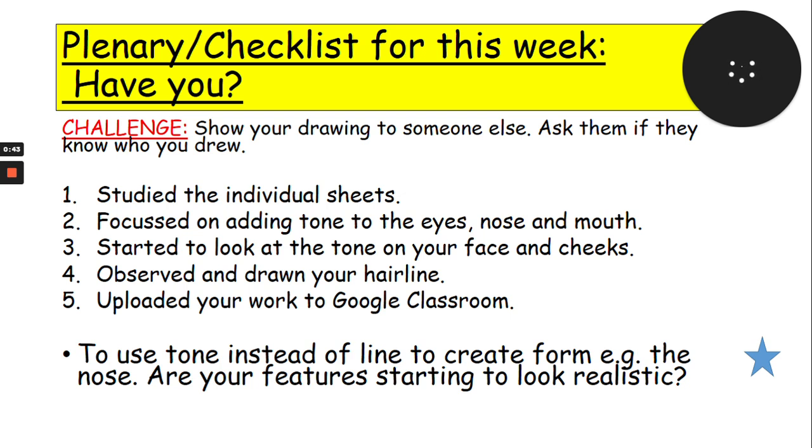It's all about using tone. So number 1, you're going to study the individual sheets. Number 2, you're going to focus on adding tone to the eyes, nose and mouth. Number 3, you're going to start looking at tone on the face and cheeks. Number 4, you are going to observe and draw your hairline. Then you're going to upload your work to Google Classroom.